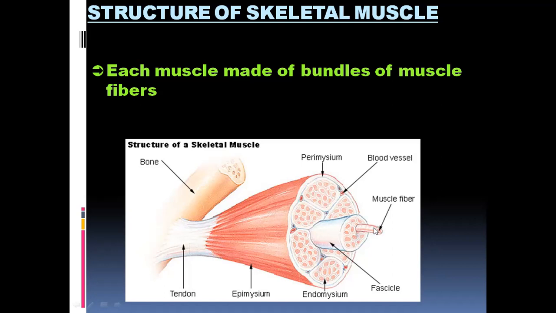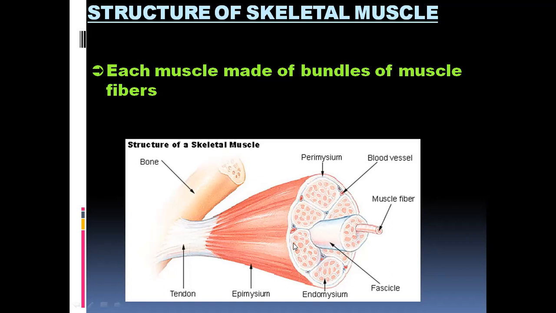In the next lecture, I will give you the detail of the muscle fibers. Now, a group of muscle fibers comes together, forming the fascicle. Then many fascicles come together and form the muscle bundle. Now, the muscle bundle is covered externally by a tough protein tissue, which is known as the epimysium.